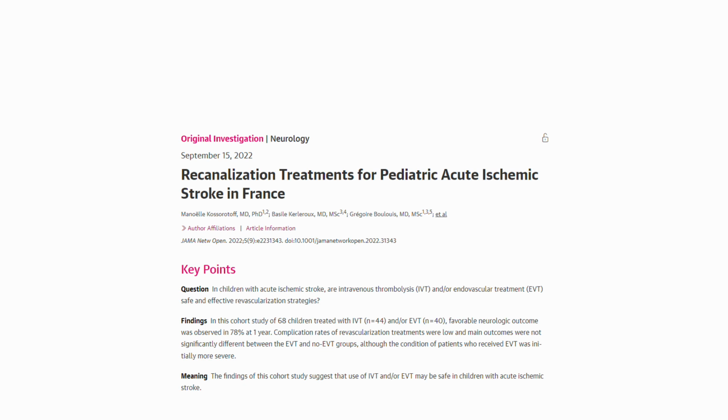The complication rates of revascularization treatments were low, and the main outcomes were not significantly different in children that had the endovascular treatment versus no endovascular treatment. So the findings of this cohort study were useful in suggesting that intravenous thrombolysis and/or endovascular treatment may be safe in children with acute ischemic stroke.